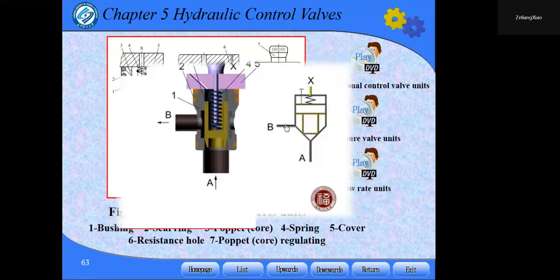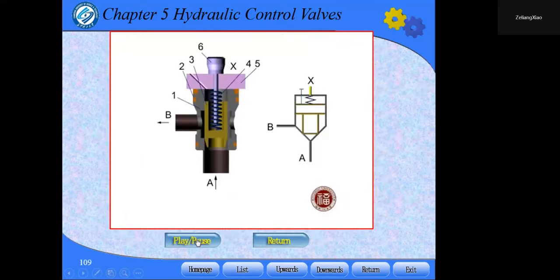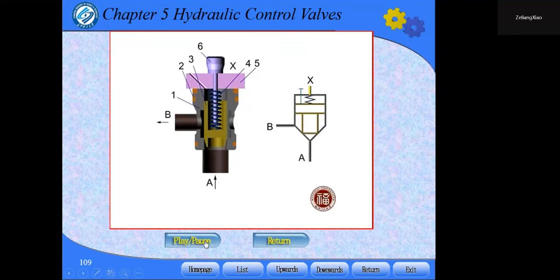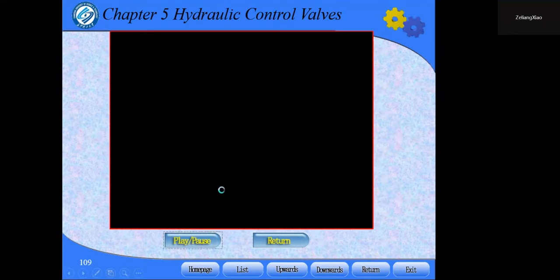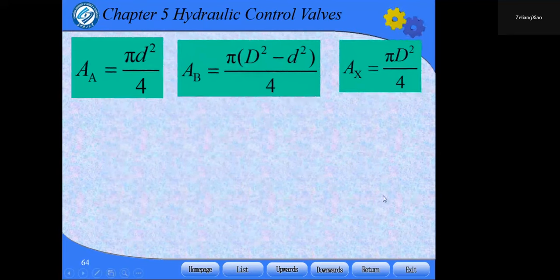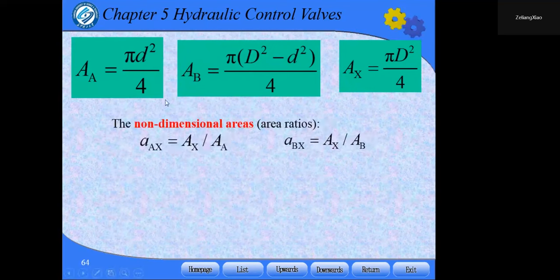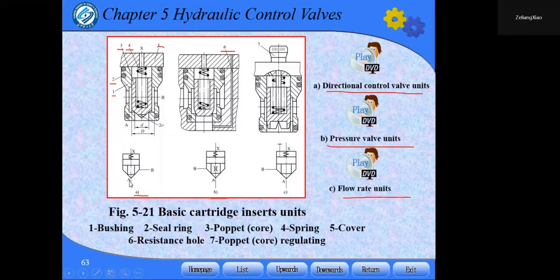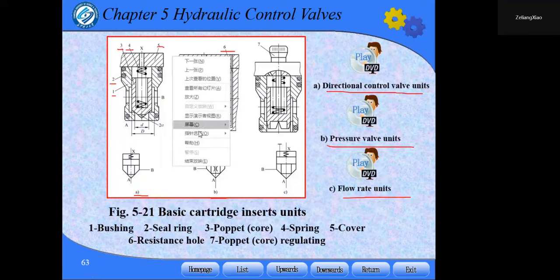The last one is the flow rate unit. It is similar to the pressure valve's clearance, but this is the flow rate principle. Area.